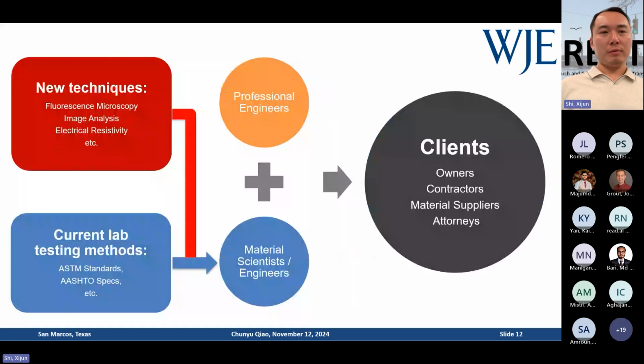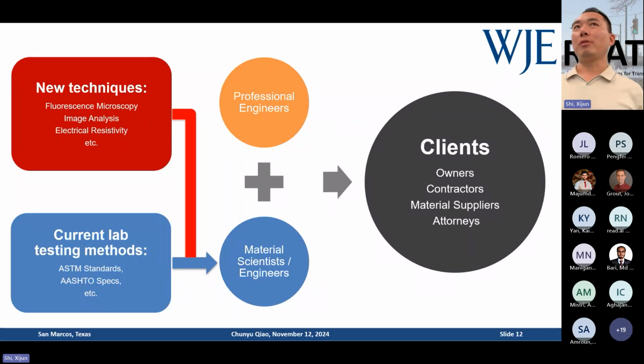So what can we do? Petrographers, we can look at, I don't want to say every aspect of the material, but most aspects of the materials in different ways with different emphasis for different projects. Like I said, we work very closely with engineers. For different projects, you will work with different clients. The clients can be owners, contractors, material suppliers, or for some litigation cases can be attorneys representing different parties too.